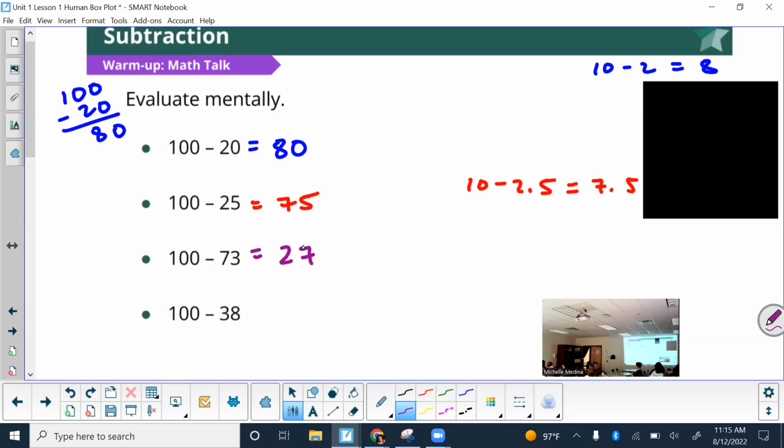27 is correct. Any strategies for that one? Maybe since we know that 73 is close to 75, 100 minus 75 is 25, the difference between them is 2. I sometimes will add in my head, okay, well, what plus 73 will get me to 100? And I think of it that way.